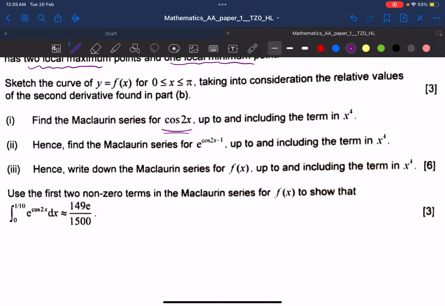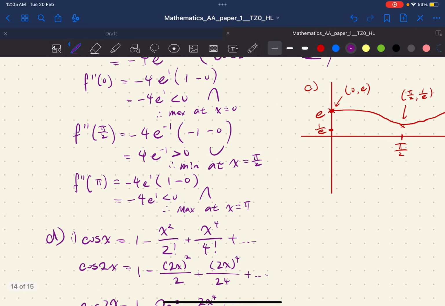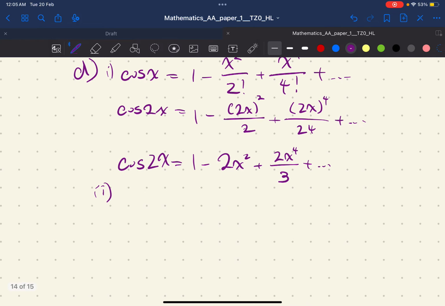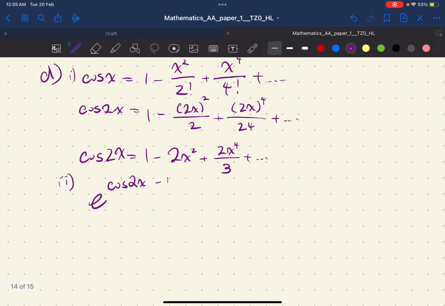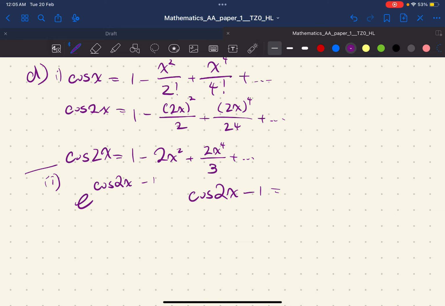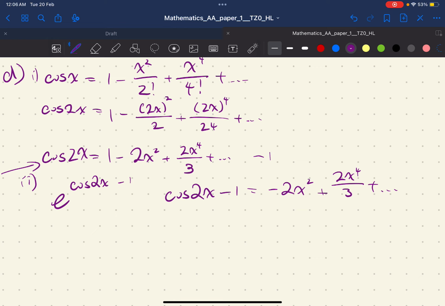Hence, find the Maclaurin series for e to the power of cosine 2x minus 1. Okay, we want to find this. So first of all, let's find what cosine 2x minus 1 is first. Basically, you just go to your cosine here and then just minus 1. So it's like minus 2x squared plus 2x⁴ over 3. So at the end, you put a minus 1. So the 1 here cancels out. Therefore, there's no more 1 in the right-hand side.